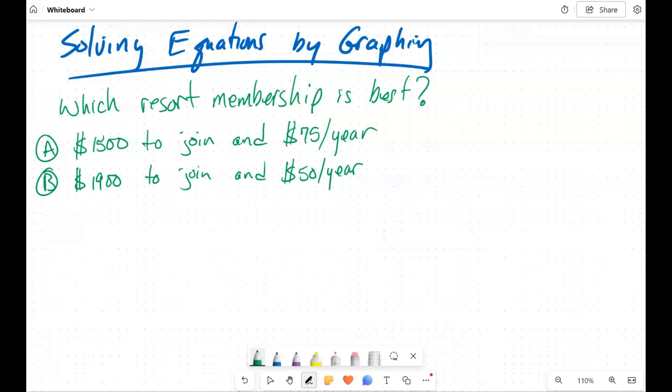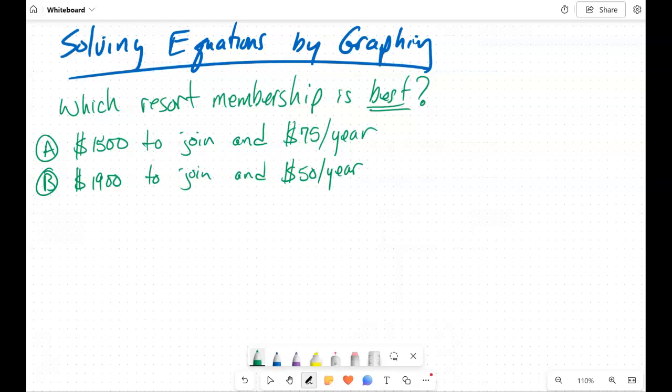So if we're asked which resort membership is best, that's a little bit of a tricky question to answer, because we have to determine what really defines being the best. How do we determine that? In this case, based off of money and knowing nothing else, we would say the membership that's best is the one that's going to cost us the least. So we would need to know which one would cost the least.